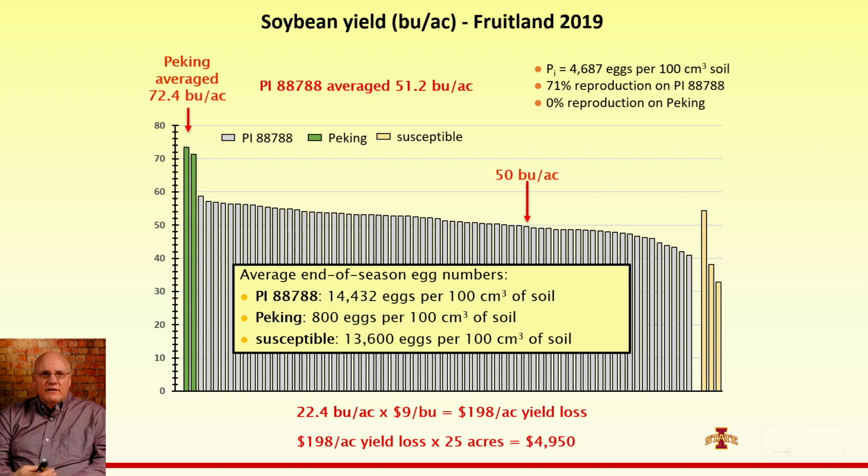The average egg count under the susceptibles was 13,600, and the average egg count underneath the high-yielding Peking varieties was 800 eggs per half a cup of soil. That is a tremendous difference between Peking and 88788, which undoubtedly will affect soybean yields in the future.